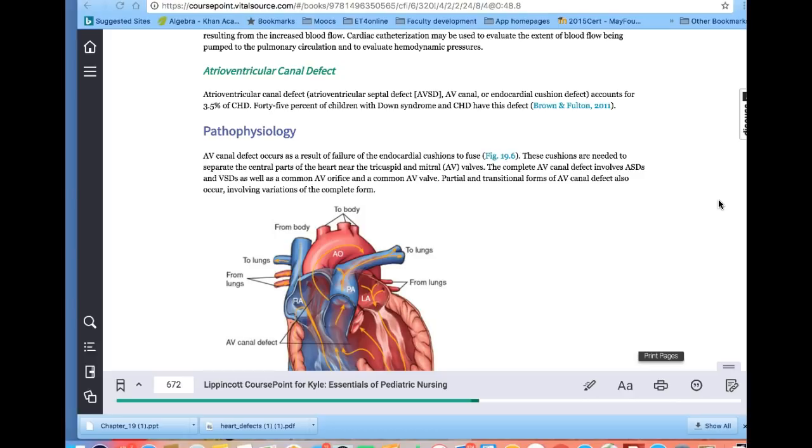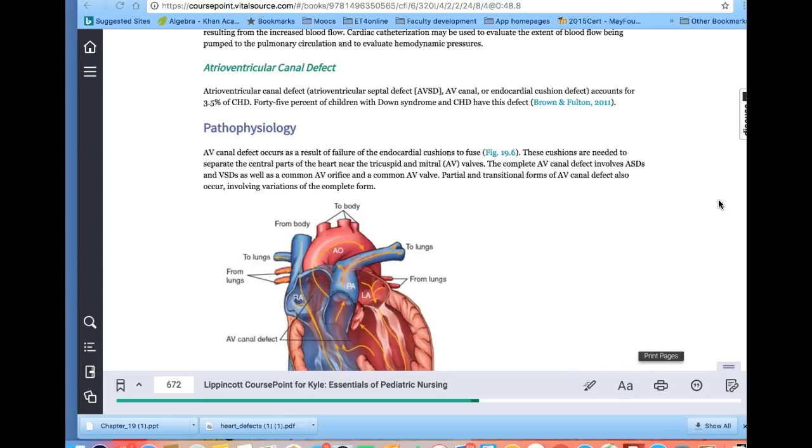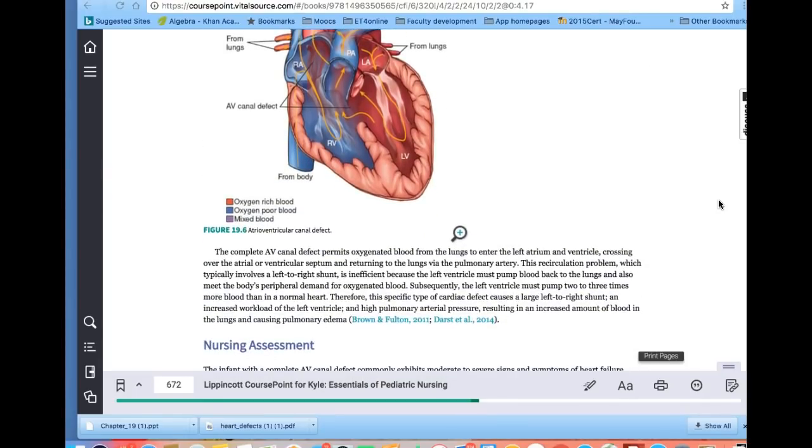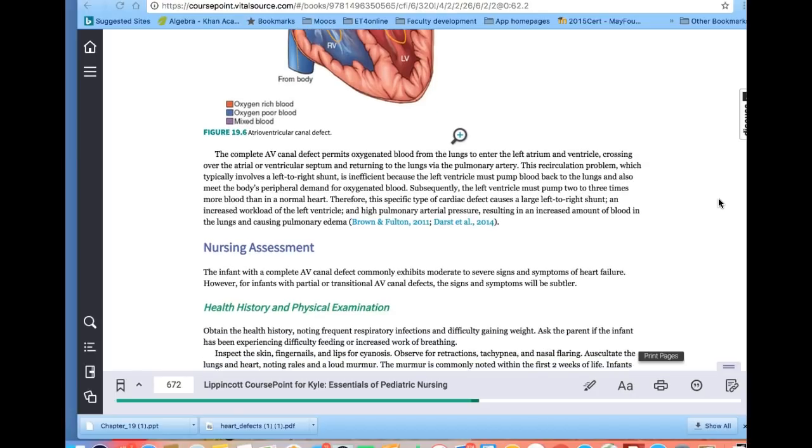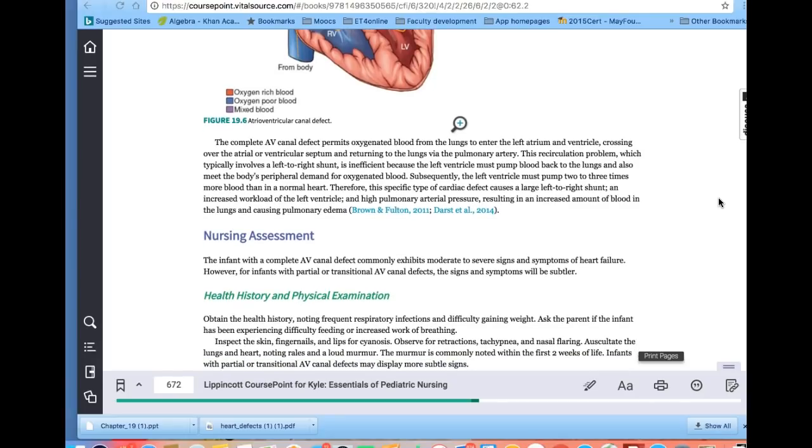So basically there's a big hole in the center of the heart, okay, and instead of a separate tricuspid and mitral valve, they have one big valve. So that affects blood flow through the heart. It permits oxygenated blood from the lungs to enter the left atrium and the ventricle, so oxygen saturation can be affected a tiny bit. It produces a left to right shunt, as do the VSD and the ASD.